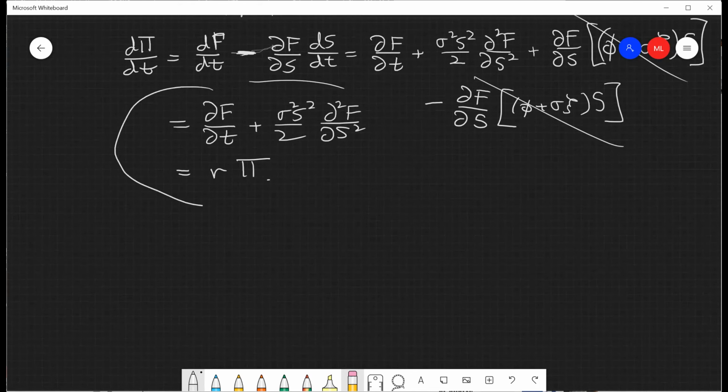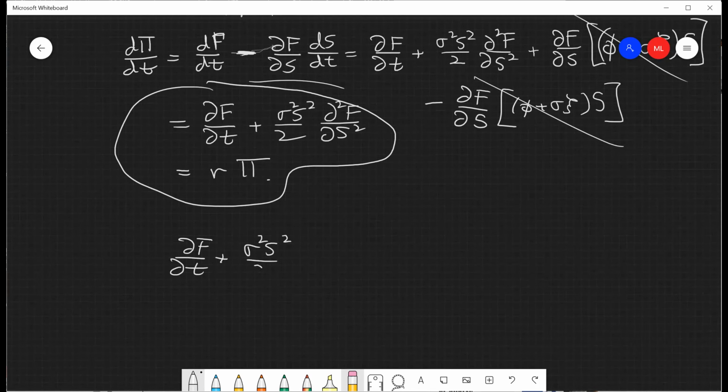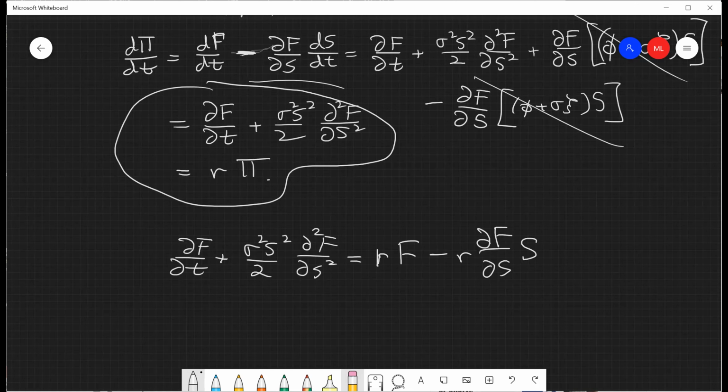And if you just look at this, we can plug back in for pi, right? And what do we get? We get that partial f partial t plus sigma squared s squared over 2 times second partial of f with respect to s squared is equal to r f minus r df ds times s, the stock price. And remember, f is a function of the stock price and the time, and there are some boundary conditions due to the nature of the contract.